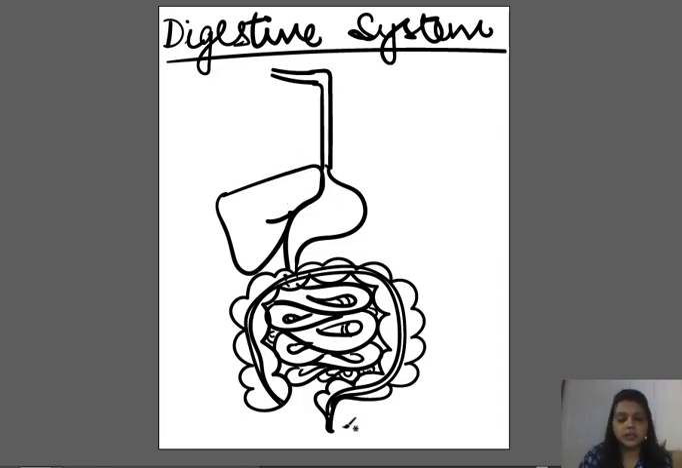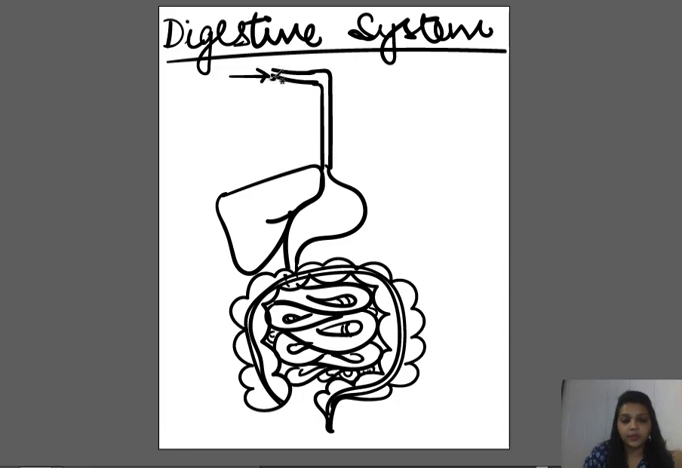So this is how the digestive system looks. Your basic drawing would be somewhat like this. I've drawn a very basic system for you to understand. And science is all about the labeling and the correct positioning, and it's not about how you draw it. The marks are not given for the beauty of the diagram, but for the correct placing and the labeling of the diagram. So let's start with the labeling part now, as we've drawn the diagram as well.